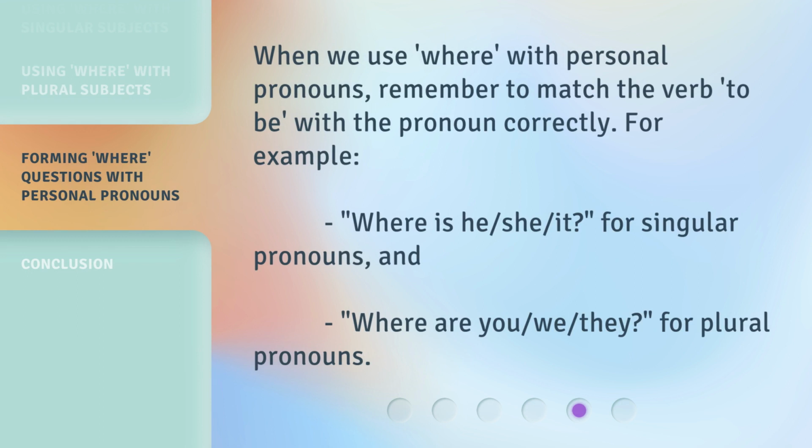When we use where with personal pronouns, remember to match the verb to be with the pronoun correctly. For example, where is he, she, it for singular pronouns, and where are you, we, they for plural pronouns.